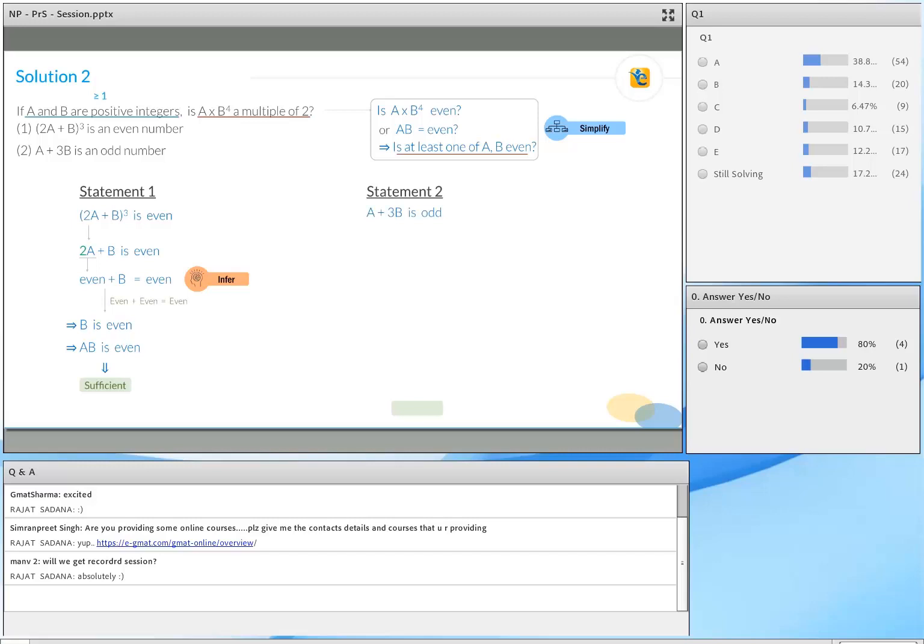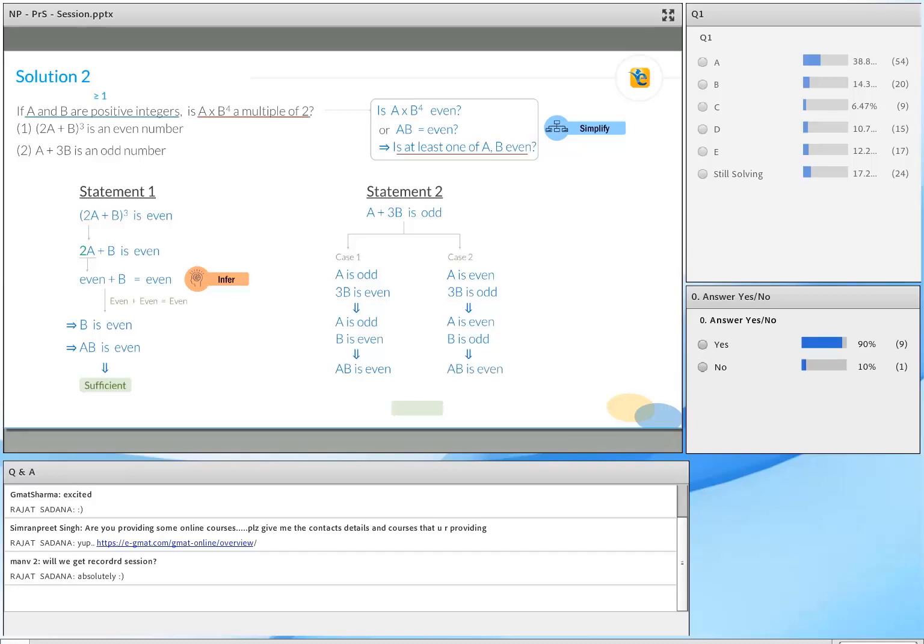Statement two says a plus 3b is odd. Now over here, we need to consider both the cases. If a plus 3b is odd, then obviously one is even and the other has to be odd. So we consider both cases: a is odd and 3b is even, or a is even and 3b is odd. Does everyone get this? What cases am I considering? Because a plus 3b is odd, you know that one of them has to be even and the other has to be odd. So in one case a is odd, in the other case a is even.